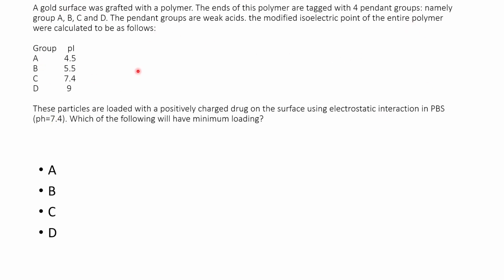So they have a gold surface grafted with a polymer, and the ends of this polymer are tagged with either A, B, C, or D. The isoelectric points of A, B, C, D are given as 4.5, 5.5, 7.4, and 9 respectively. Now they want to load a drug onto the gold surface, and this is a positively charged drug, and they're loading it using electrostatic interactions in PBS, which has a pH of 7.4. Now they're asking which of these four groups will have minimum loading, either A, B, C, or D.